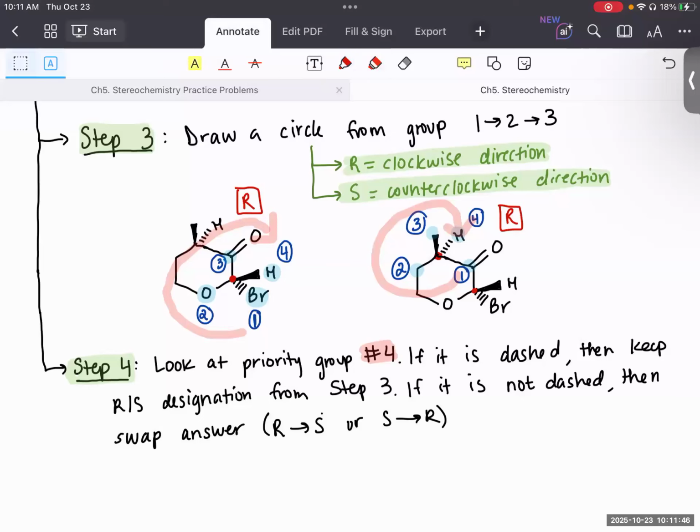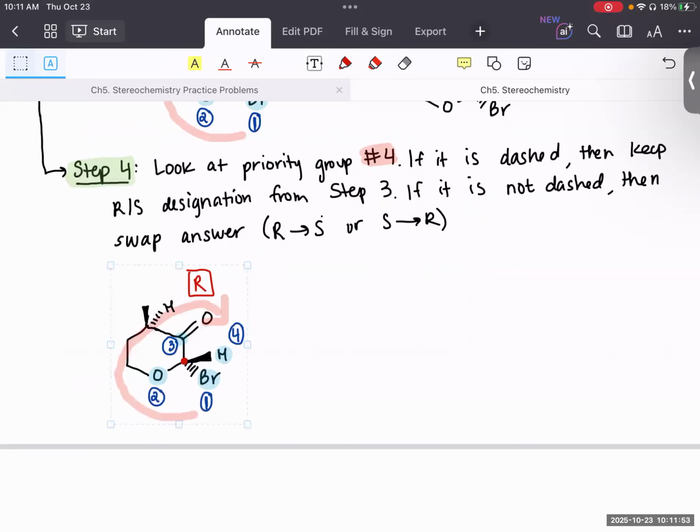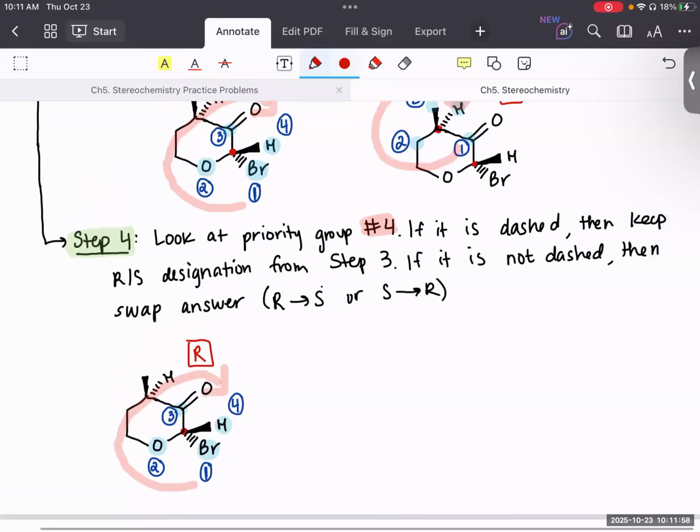In this first one, let me copy this over again. In this first one, we can see that this hydrogen is wedged, and so it is not dashed. So what we have to do is swap our answer. We initially were R, but we're going to swap that to an S because that hydrogen, or that group number 4, is not dashed. And so S designation will be our final answer.